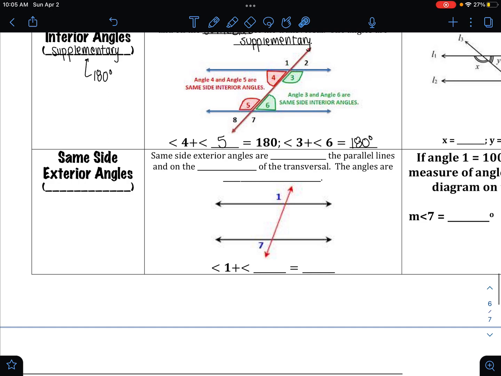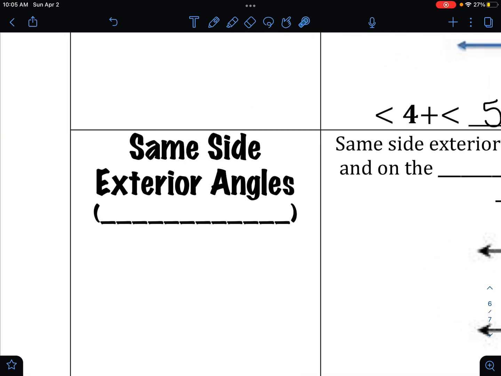All right, this is your last page, or last one. So same side exterior angles. Those are also going to be supplementary.